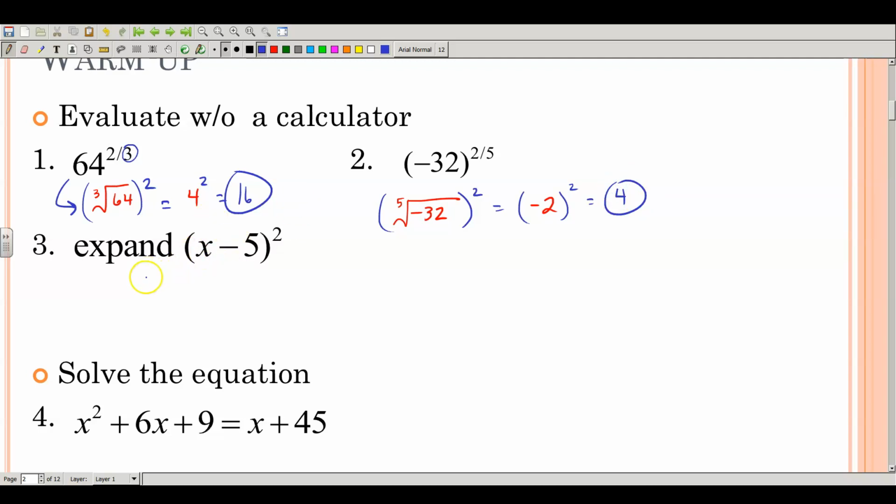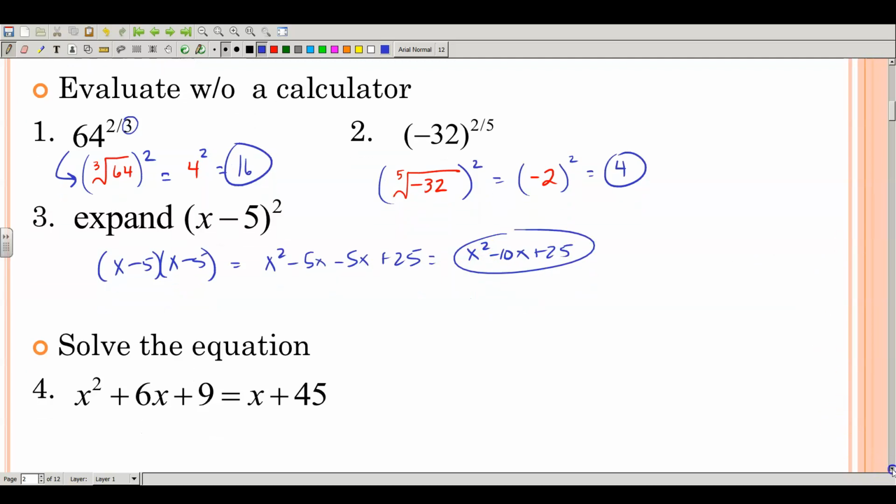All right, number 3 just says to expand (x minus 5) squared. That means to take this and say (x minus 5) times (x minus 5) again. Well, that would equal x squared minus 5x, and then plus 25. So this would be x squared minus 10x plus 25.